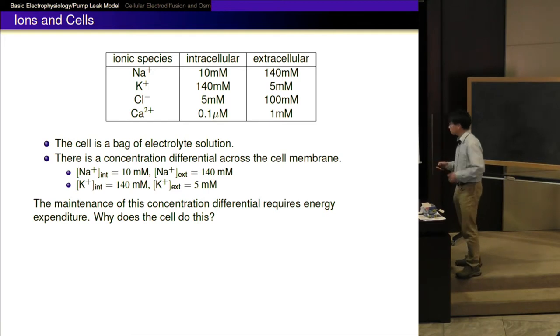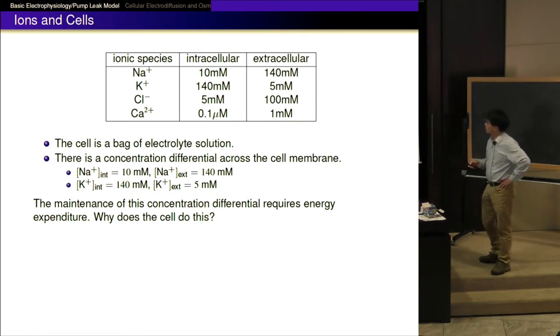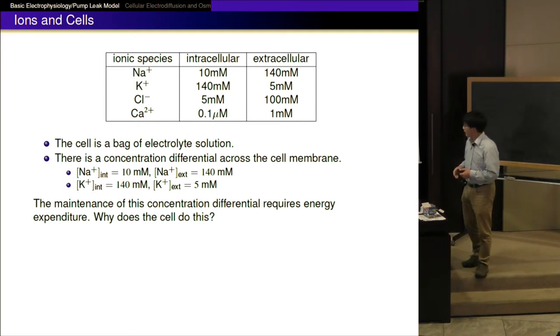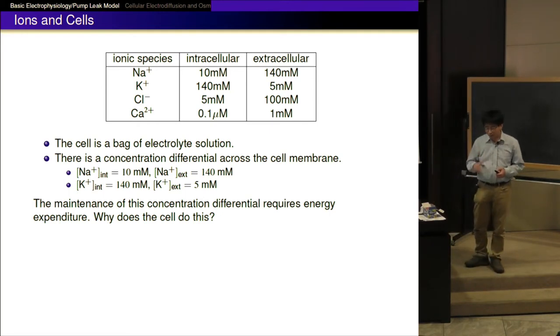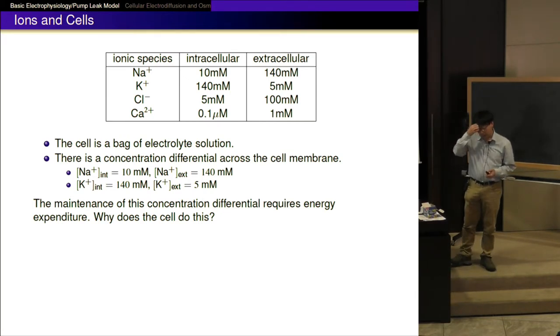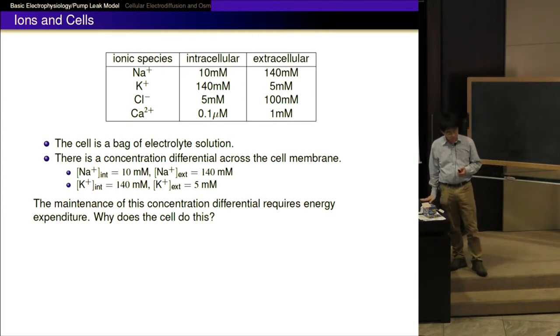Interesting fact. Anyway, for electrophysiology purposes, the cell is a bag of electrolyte solution. Now, there is this big concentration differential across the cell membrane, and our cells use a lot of chemical energy to maintain this concentration differential across the cell membrane. And so you might ask, why does the cell have to do this?